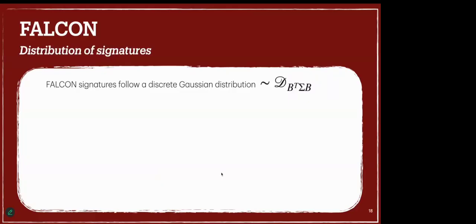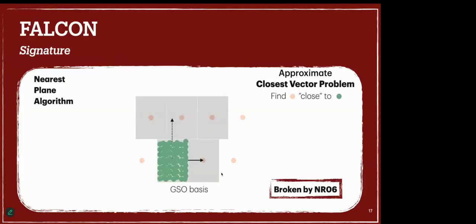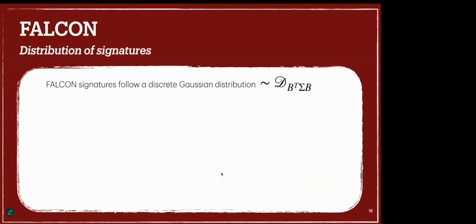Falcon avoids this problem by adding some randomness. So the problem in the way of signing that I explained before is that it is totally deterministic, and it highly depends on the basis that we chose. In Falcon, the signatures are going to follow a discrete Gaussian distribution of covariance matrix B^T Σ B, where B is the secret basis, and Σ is a parameter that we choose to avoid the leakage.